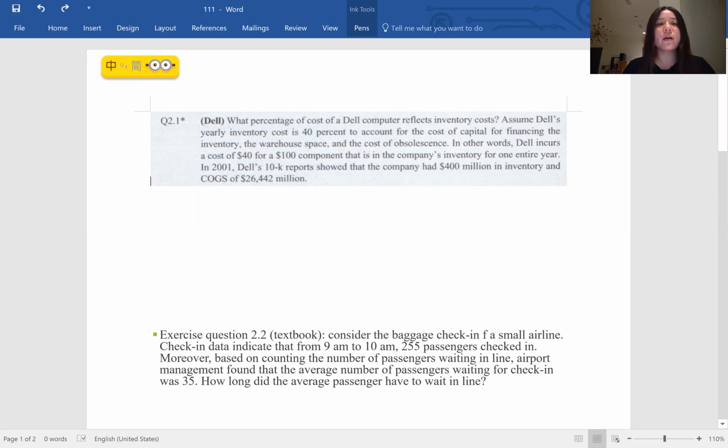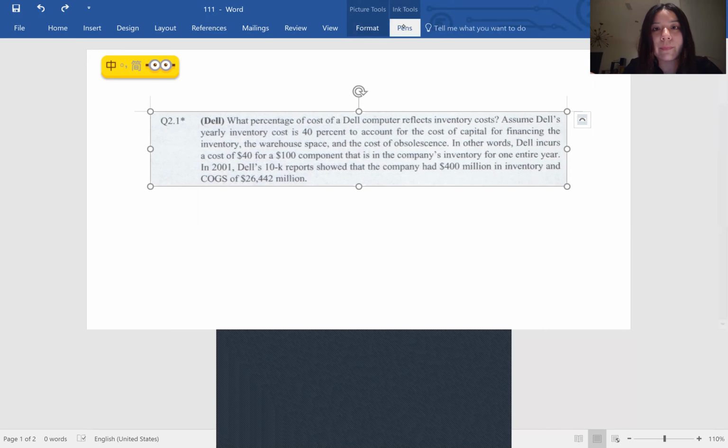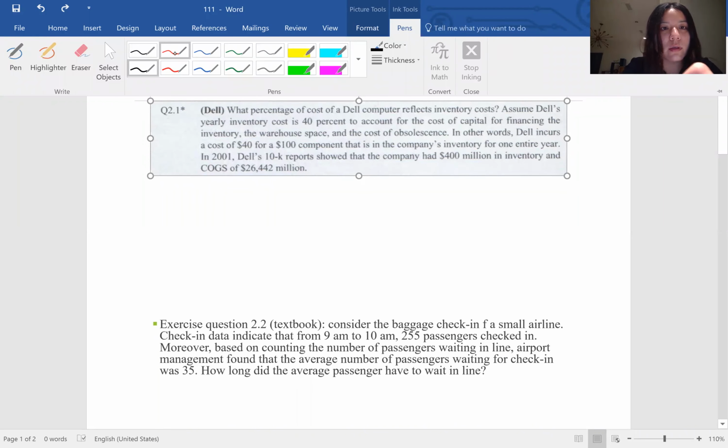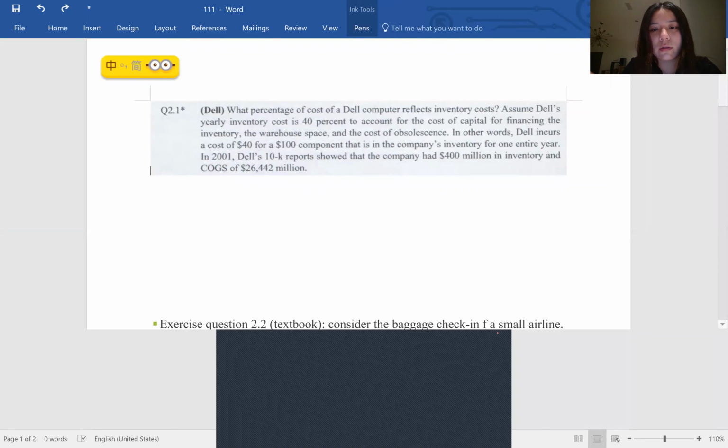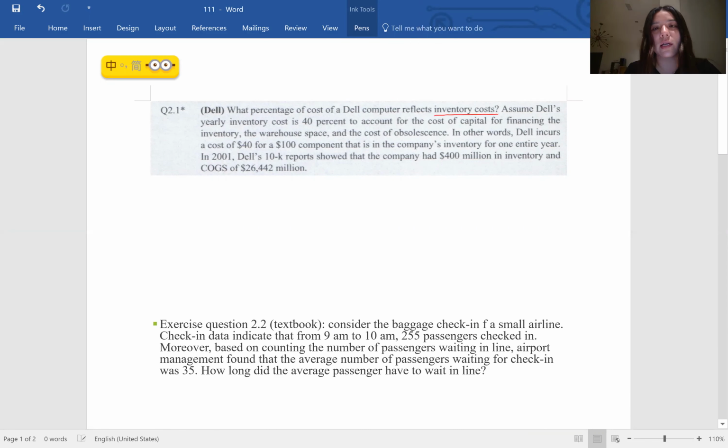So we are gonna go over question 2.1 from the textbook then. So let's see the question first. What percentage of cost of a Dell computer reflects inventory cost? So this is the question, and the question is asking us to calculate the inventory cost. Assume Dell's yearly inventory cost is 40%.